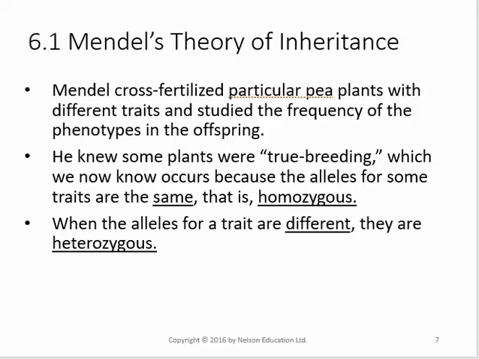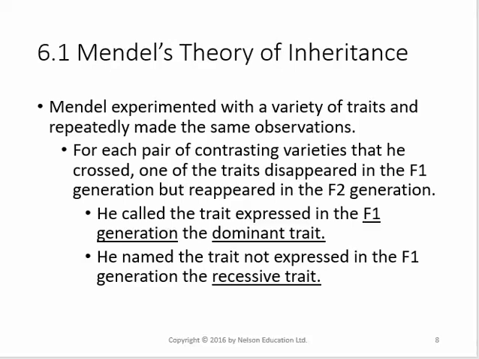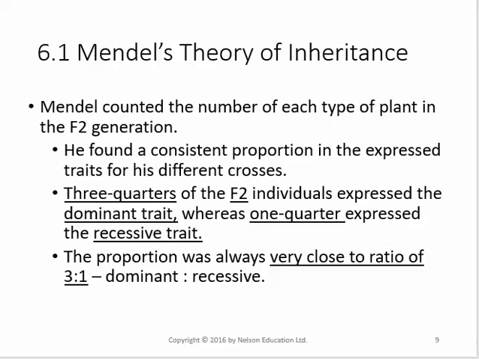So he always found that the trait disappeared in the F1 generation and reappeared in the F2. So the F1 trait is the dominant trait, and the one that didn't get expressed but would appear one generation later, in the F2, is the recessive trait. And like I said, 3/4 of the F2 are the dominant, 1/4 the recessive. And over large numbers, it ended up being closer and closer to the ratio of 3:1. So for instance, 3:1, purple flowers to white flowers.